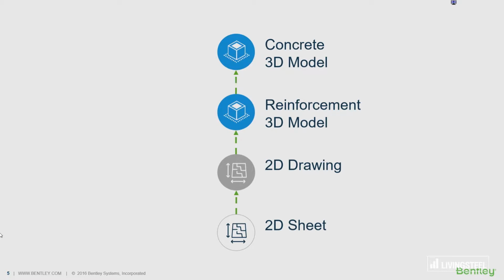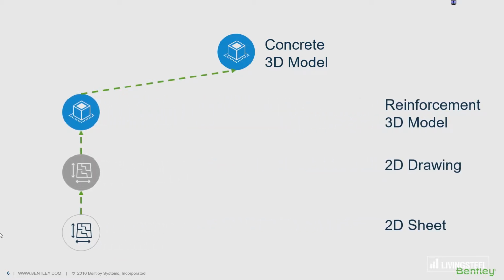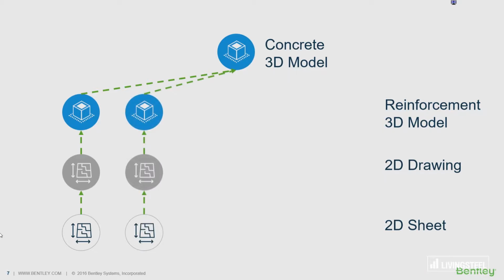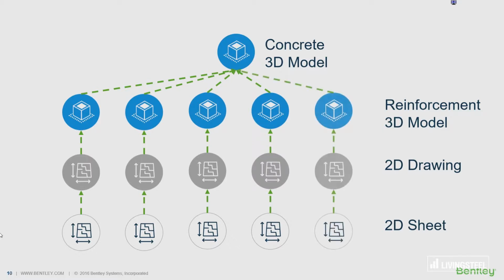But when we use references, we can now use multiple reinforcement models for the same concrete model, and that's huge. This is a great opportunity to divide the model into smaller parts so that multiple users can work on the model at one time. So no longer you have to put concrete and reinforcement in one model, you can now divide that into smaller pieces.